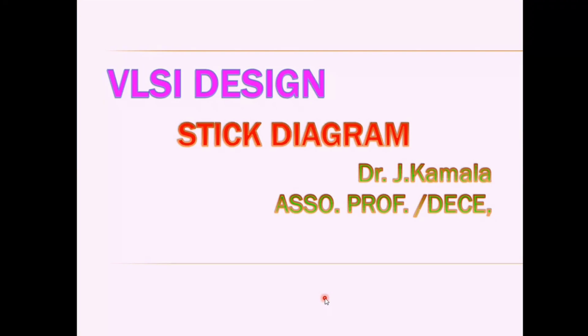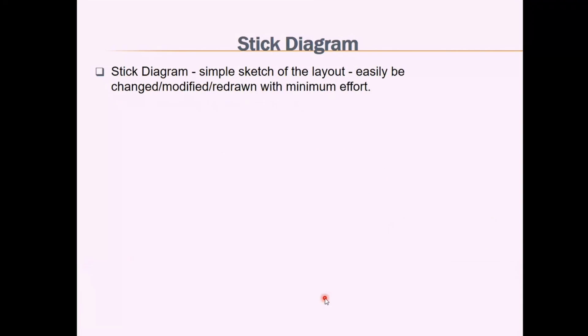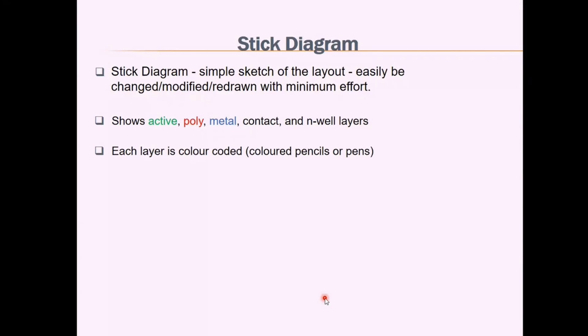Hi viewers, welcome to the video on drawing the stick diagram for MOSFET based circuits. The stick diagram is a simple sketch of the layout. It can easily be modified or changed or redrawn with minimum effort. It shows mainly active, poly, metal, contact and the N-well layers. And the layers are color coded. We can use colored pencils or colored pens.